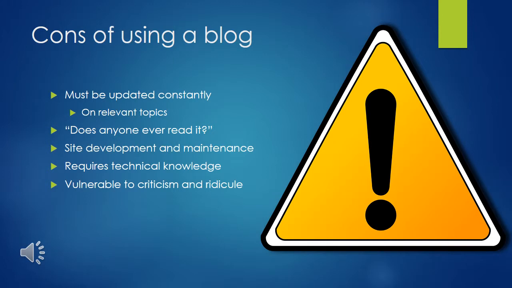Let's talk about some of the cons of using a blog. First of which, it must be updated constantly. You can't leave it for a week or two. You have to be constantly updating it. And not just with anything. You have to do it on relevant topics about your school. Next, does anyone ever read it? It's not like Facebook or Twitter where somebody gets on it every day. Is everybody going to get on your blog every day?